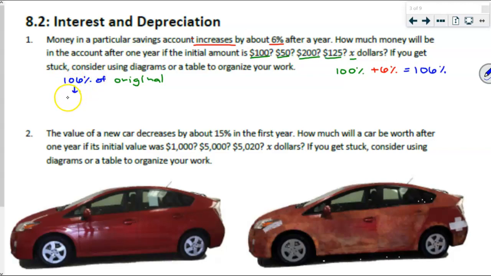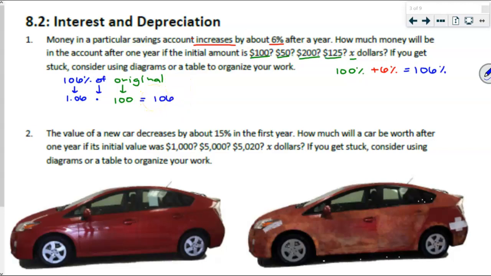Gabriel? Yes, 1.06. And of means to multiply, and the original amount, well, it changes each time. What is it the first time around? 100. Let's write that down. Type this into your calculators then. 1.06 times 100 is equal to, what is the new amount? Bridger?